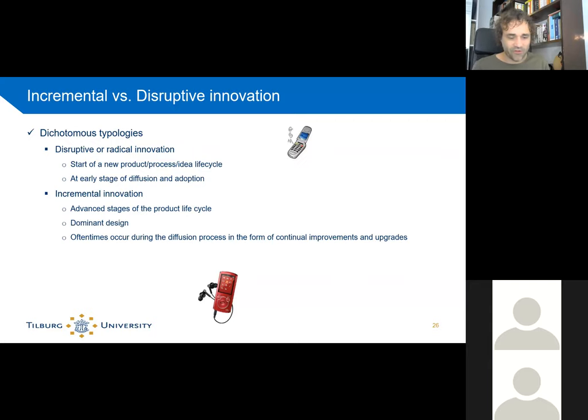So for example, the shift from compact discs to online music platforms is a disruptive innovation because it starts a new life cycle. You suddenly have to transfer or buy your music online. You suddenly have to adopt a smartphone or another way of playing your music on your computer or in your home. And so it needs to diffuse through the market again.